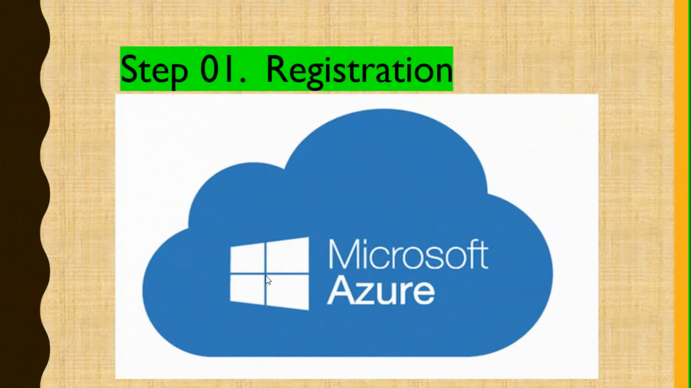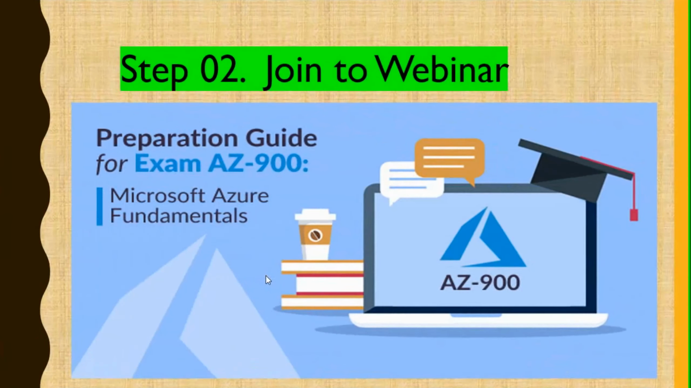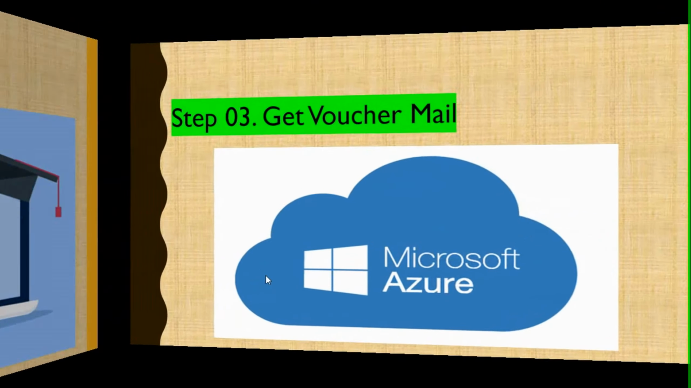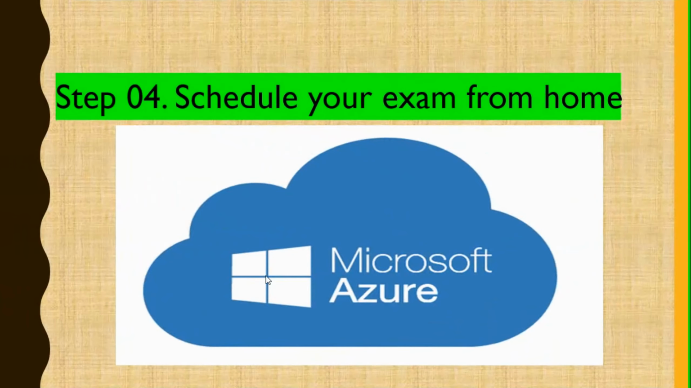There are four steps. Step 1, first registration. Step 2, join the webinar. Step 3, get a free voucher mail. Step 4, schedule your exam from home.